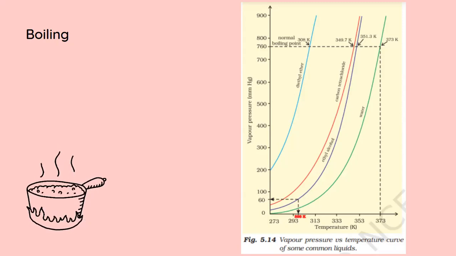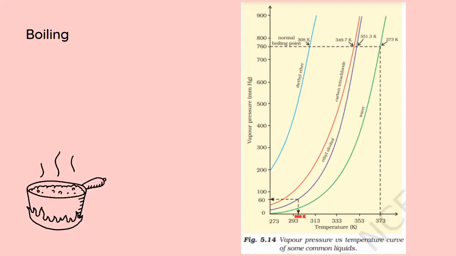The normal boiling point is when the vapor pressure is equal to 1 atmospheric pressure. However, the standard boiling point is at 1 bar pressure. The standard boiling point is slightly lower than the normal boiling point, because 1 bar pressure is slightly less than 1 atmosphere.